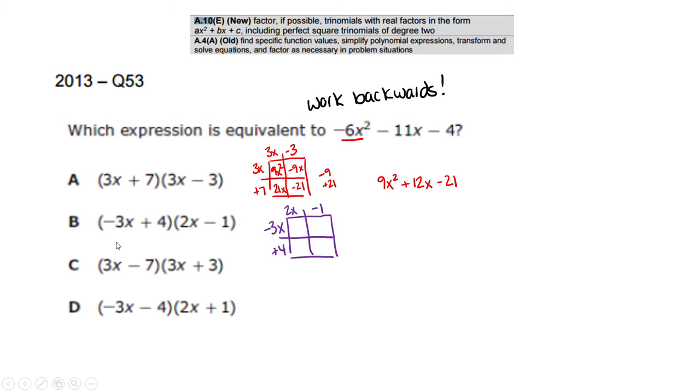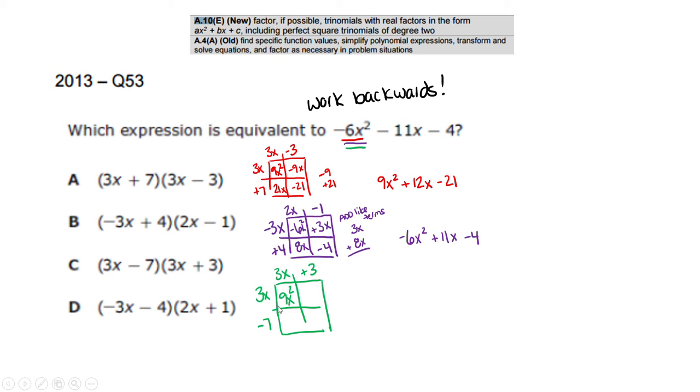If I were to multiply B, my first two terms would be negative 3x times 2x. That would give me the negative 6x squared. So B is already starting to look pretty good. But if I were to finish this, 2x times 4 would be 8x. And then negative 1 times negative 3x would be plus 3x. Add my like terms, I would get plus 11x, not negative 11x or minus 11x, which I need my second term to be. So B is not right.